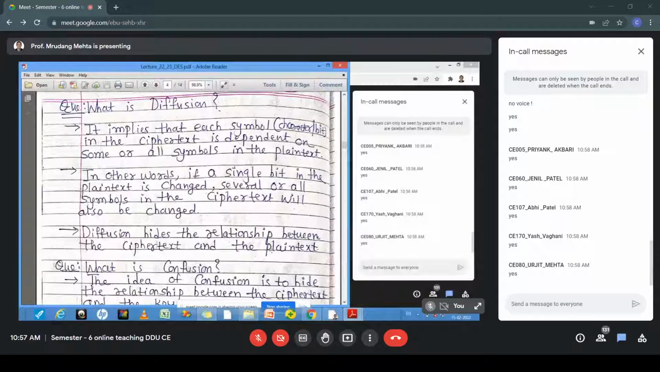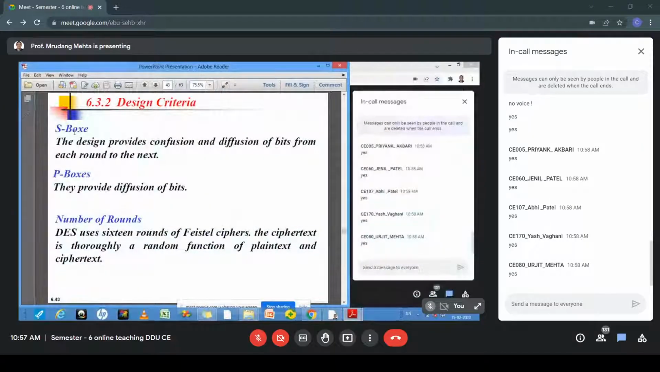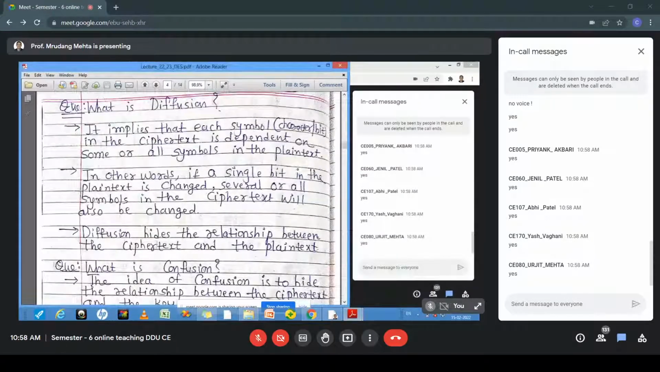So if there is diffusion, cryptanalysis becomes difficult, because with the help of only the ciphertext, it becomes difficult to establish a relationship because of the presence of the diffusion. And as you can see in this slide, the S-box actually creates this kind of diffusion. It also creates the confusion that we see next. Similarly, P-boxes also create a diffusion effect. Okay, so what is confusion then?